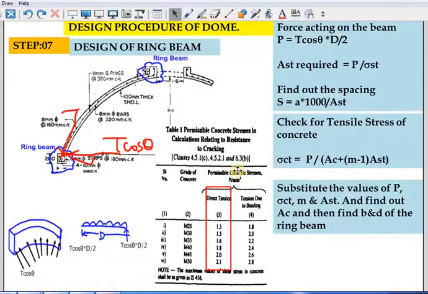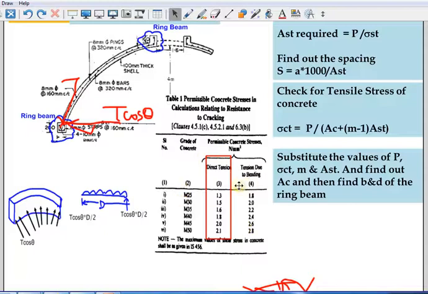This one we have already seen in circular water tanks. The same is the case here. So sigma CT is equal to P divided by AC plus M minus 1 into AST, where P is nothing but the force, T cos theta D by 2. AC means area of the concrete. M is your modular ratio, that is 280 divided by 3 sigma CBC, you know that. Sigma CT you can get from the code, Table number 1, direct tension. So all other values will be known to you: sigma CT, P, M and AST are known. So only one is unknown, AC.